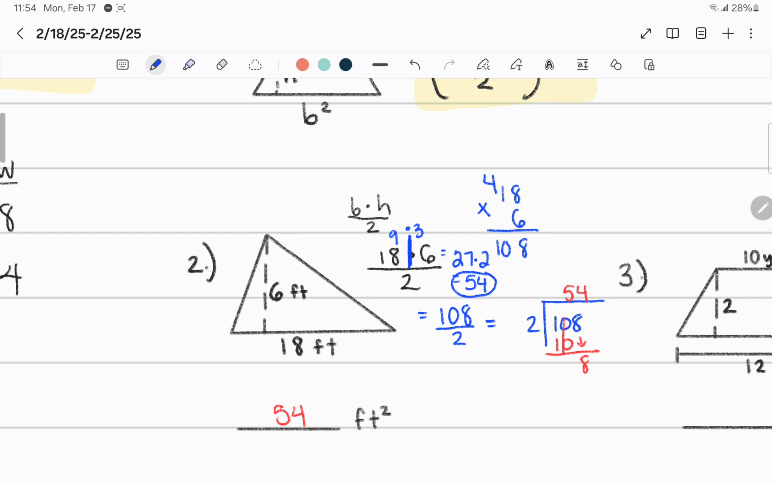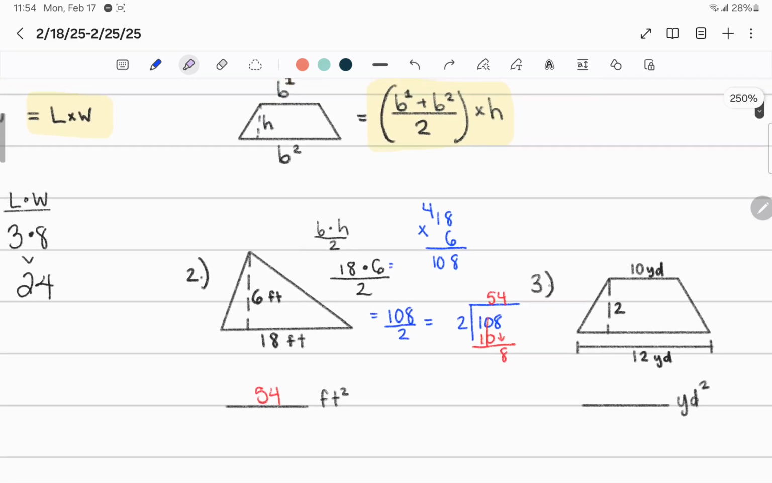But if not, then again, you just multiply across. 8 times 6 divided by 2. So we did 8 times 6. That was 108. 108 divided by 2. So that is for a triangle.